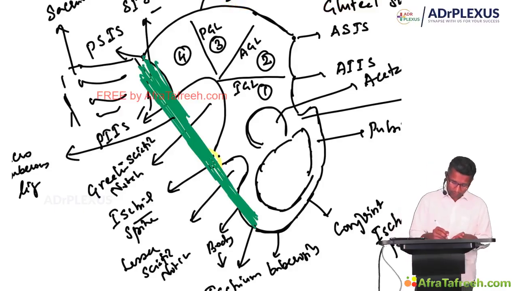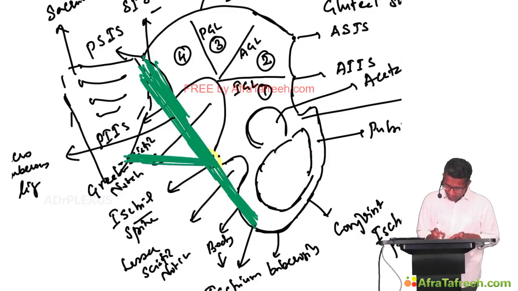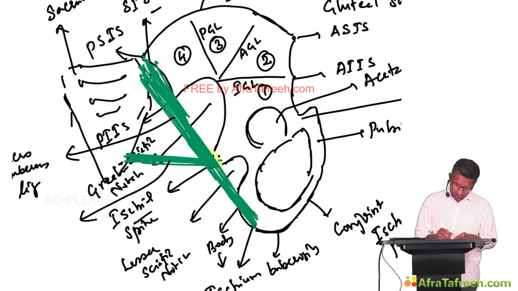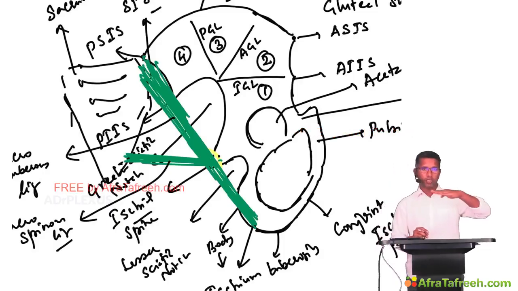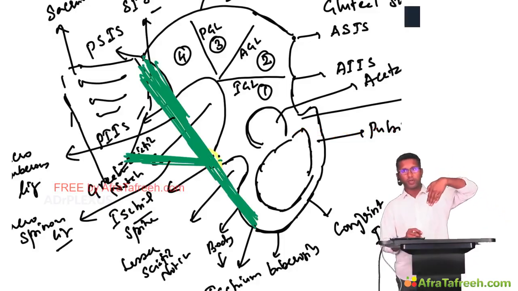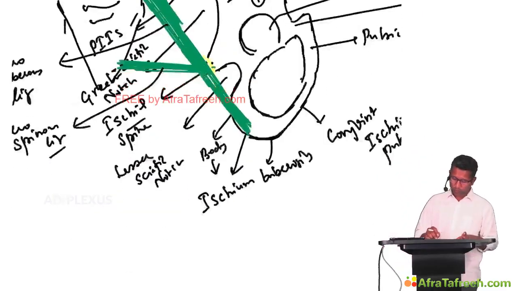And when you take the sacrum, there is another ligament which extends from the ischial spine to the sacrum. This is called the sacrospinous ligament. So you should know about these two ligaments. The sacrospinous ligament is horizontally oriented. The other one is vertically oriented, and that is the sacrotuberous ligament.